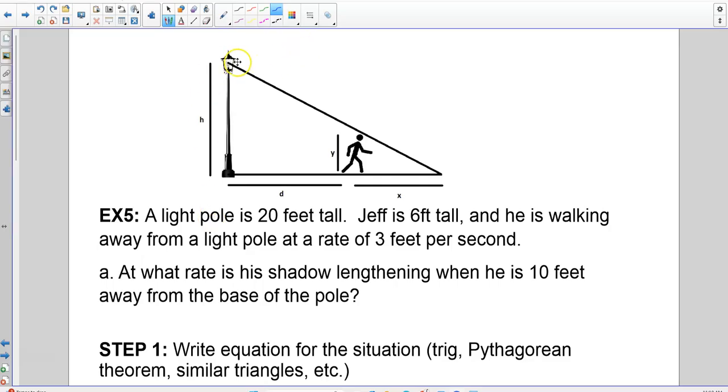Okay, so the light pole, the light is the source of the shadow, right? What's happening is the light is shining here, and Jeff is blocking part of that light. So right here at the end, everything's lit up. But from Jeff's feet to that point right there, Jeff is blocking out the light, which is causing the shadow on the ground. So what is going to happen as Jeff walks away? What happens to his shadow?